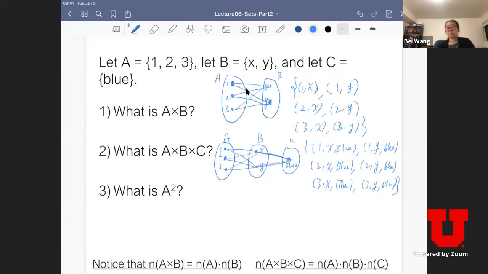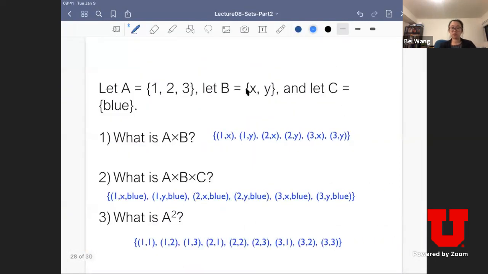So what is A squared? Remember, A squared means A cross A. So 1, 2, 3 and 1, 2, 3, and you just connect all possible pairs. 1,1; 1,2; 2,1; 2,2; 1,3; 2,3; 3,1; 3,2; 3,3. Okay, so this is all listed right here. Remember, when you have a Cartesian product, you choose one element from the first set and one element from the second set.